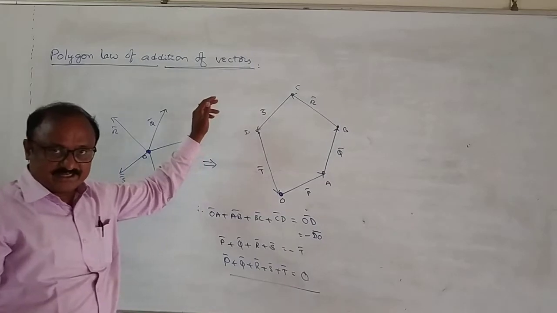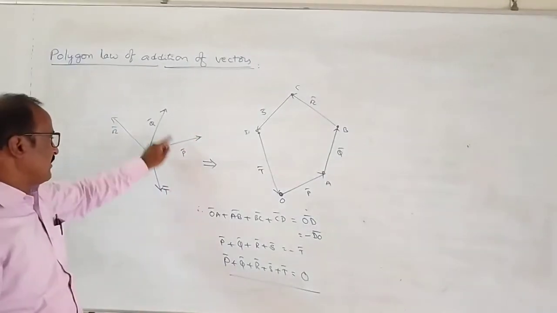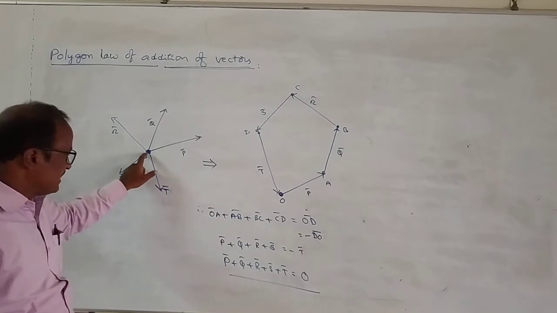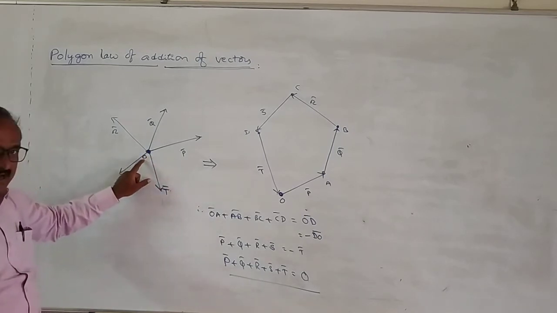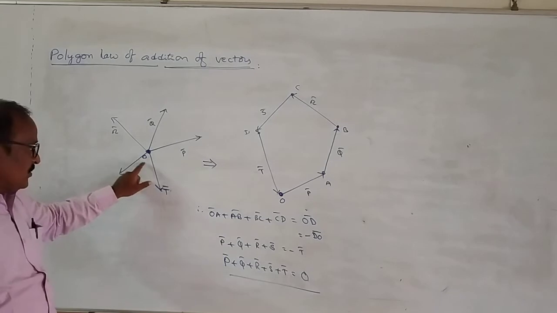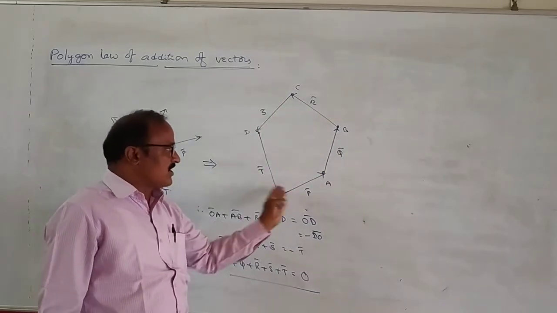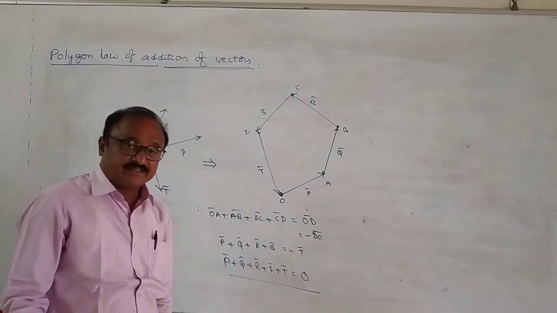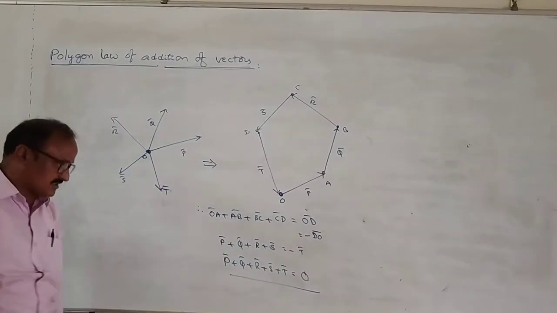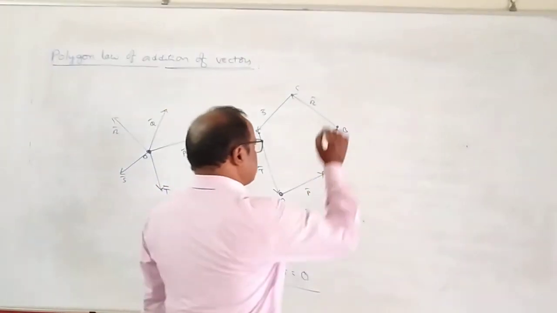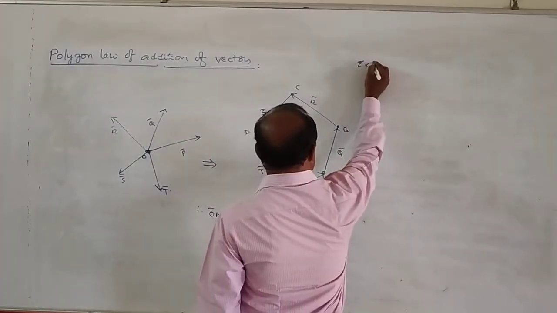How can we state it? If a number of coplanar forces are acting at a point simultaneously and the point is in equilibrium, then all these forces can be represented by the sides of a polygon taken in order. That is the statement for the polygon law of forces. Okay. Now here there is an example. Example 1.